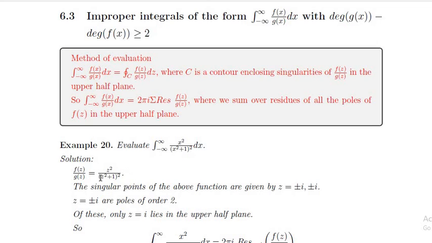First, we can write f of x by g of x as x square by x square plus 1 the whole square. Just replace x by z. So f of z by g of z equal to z square by z square plus 1 the whole square. Now find the singularities of this function. So singularities are given by z equal to plus or minus i and plus or minus i. That means z equal to plus or minus i are poles of order 2. Of these poles, we have to choose that pole which lies in the upper half plane. So here only z equal to plus i lies in the upper half plane.